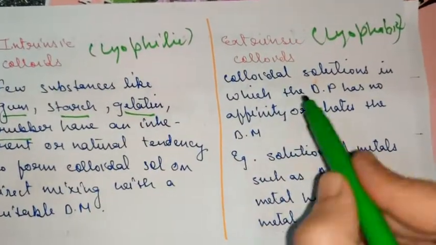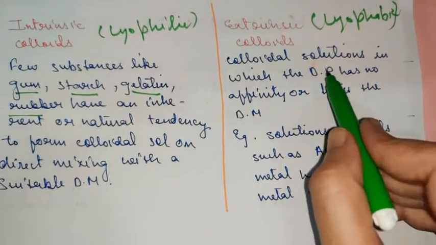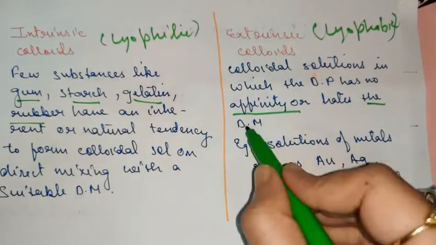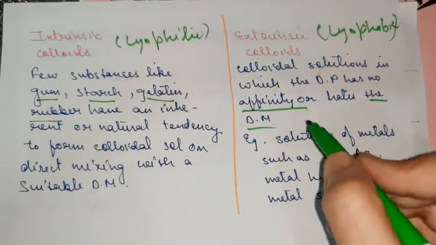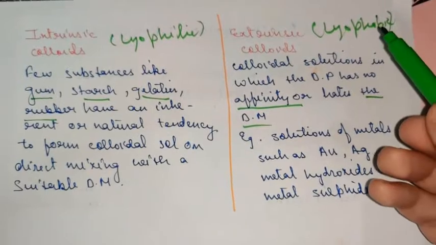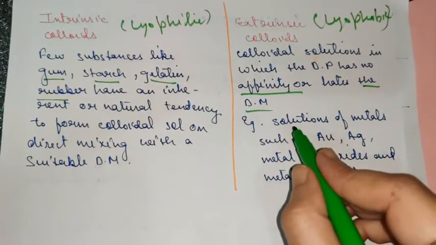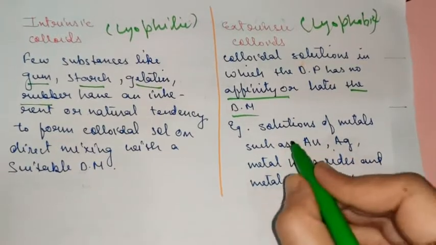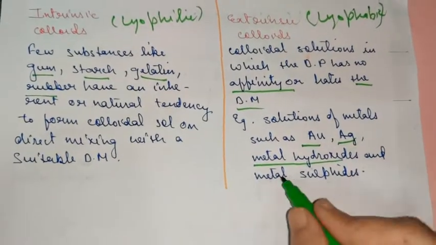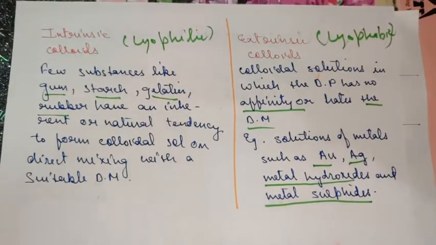Extrinsic are just the reverse of it, colloidal solutions in which the dispersed phase has no affinity or hates the dispersion medium. So obviously if you simply shake it with the dispersion medium, it cannot prepare a colloidal solution. The examples of such colloids, or lyophobic colloids, are solutions of metals such as gold, silver, metal hydroxides and metal sulfides. These are the examples of extrinsic or the lyophobic salts.